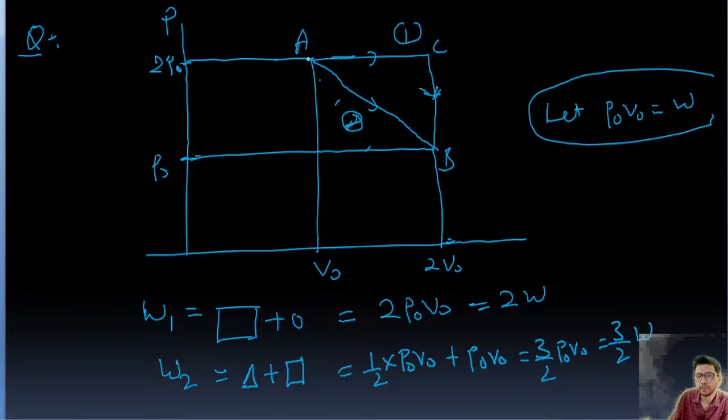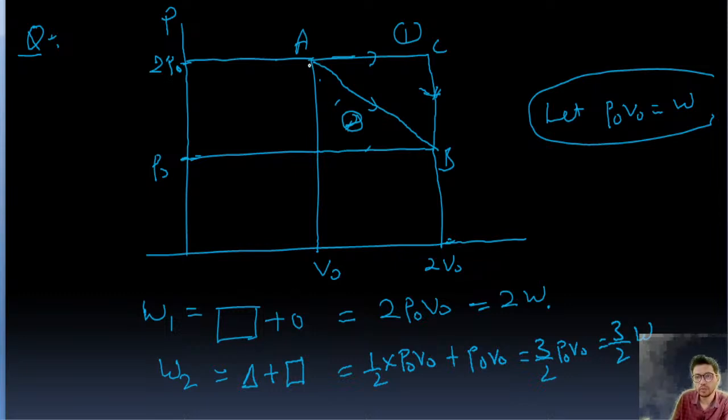So if we are going from path 1, we'll first go from A to C, right? A to C means the area covered by this curve, that is 2P naught V naught, right? And then we'll go from C to B, which means there is no area covered, so this is 0, right? So this is the 2W. We consider that P naught V naught is equal to W, right?